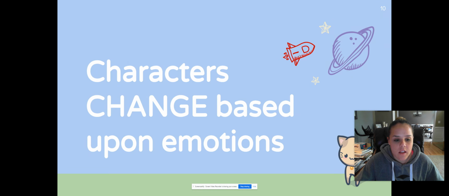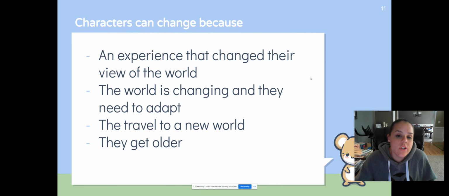So characters change based upon emotions. Characters can also change because an experience changed their view of the world, like our Reggie in our story. The world is changing and they need to adapt. So in a lot of fantasy texts, they have to change. I'm thinking about the city of Ember right now. They travel to a new world where they have to change, or they get older.